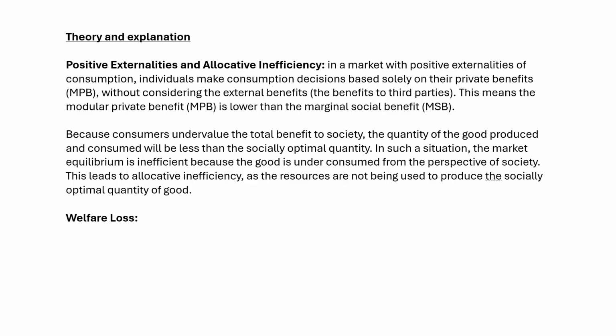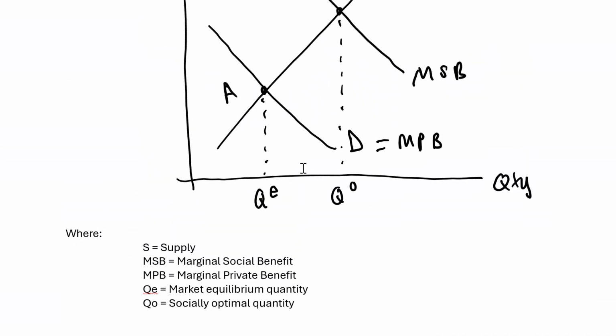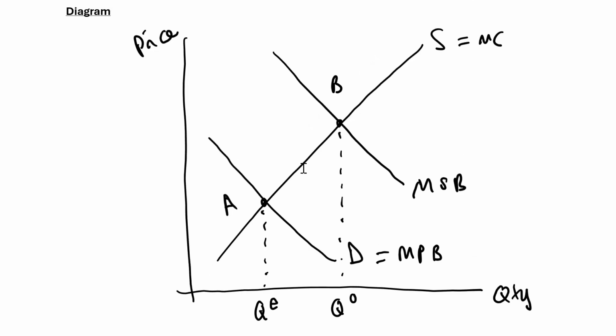So now, because of this underconsumption, there's a welfare loss. The area between the marginal private benefit and the marginal social benefit curves represents the welfare that society loses out on because we aren't producing and consuming enough of this good. Economists call this a deadweight loss, or an inefficiency that occurs when the market isn't operating at its socially optimal level. We can actually represent the deadweight loss as this triangular area over here in the diagram.